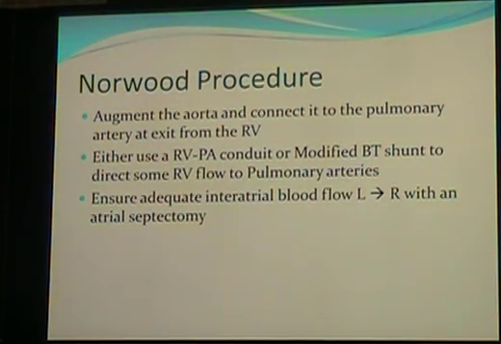The Norwood procedure is the procedure that is used to treat the hypoplastic left heart, and this involves augmenting a hypoplastic aortic arch, and the way this is done is by disconnecting the pulmonary artery and using the pulmonary artery to attach to the aortic valve. When you do that, you need to use either an RVPA conduit which is inserted through a ventriculotomy, or you use what's called a modified BT shunt from the subclavian artery to the pulmonary artery to control blood flow.